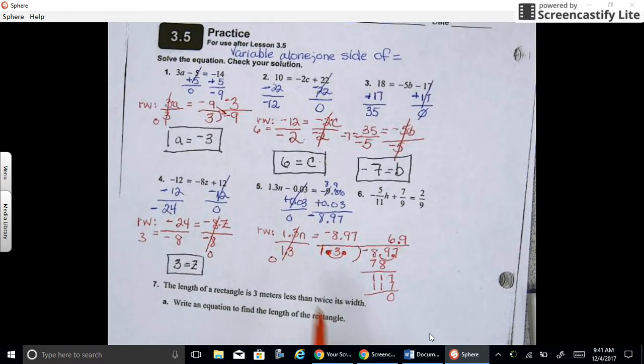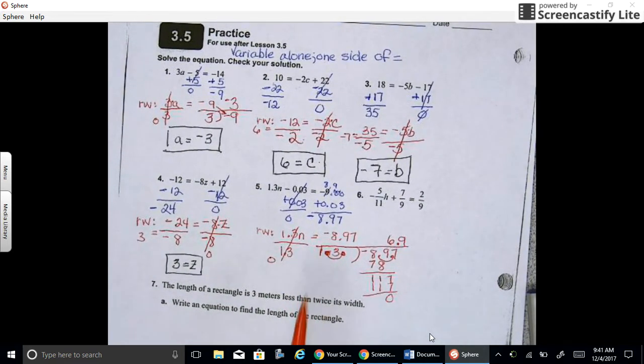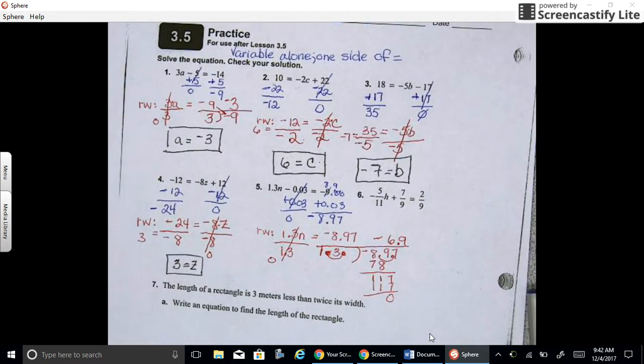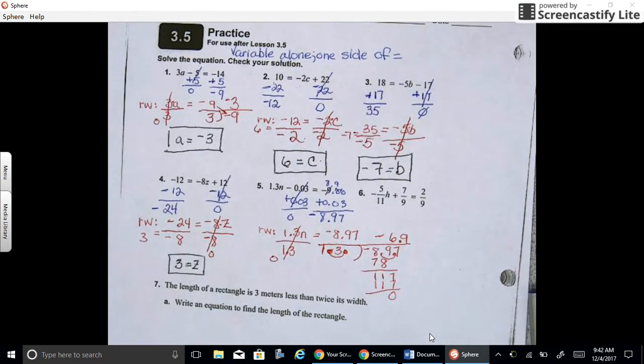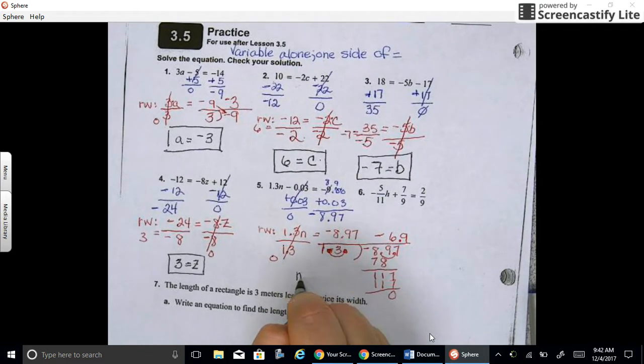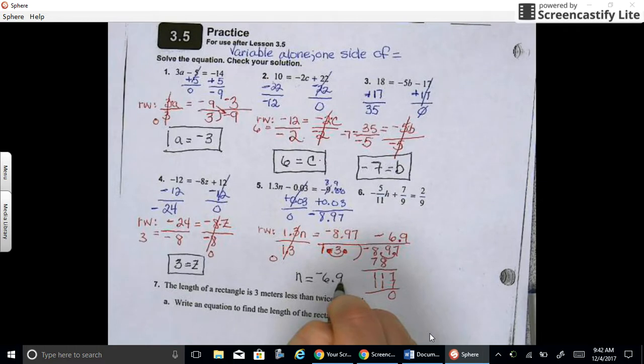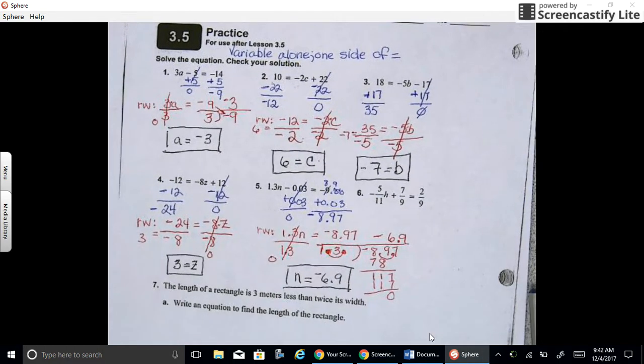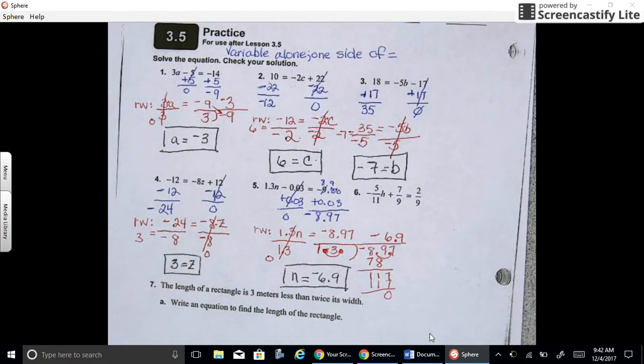Now, because we had a positive and a negative, if you look on the wall at the rules for integer operations, when you multiply and divide and you have two different signs, you have a negative answer. So it is negative 6.9. So now I'm going to rewrite what I have left. And what I have left is n equals negative 6.9. And I will box that out because that is my final answer. Number 5.